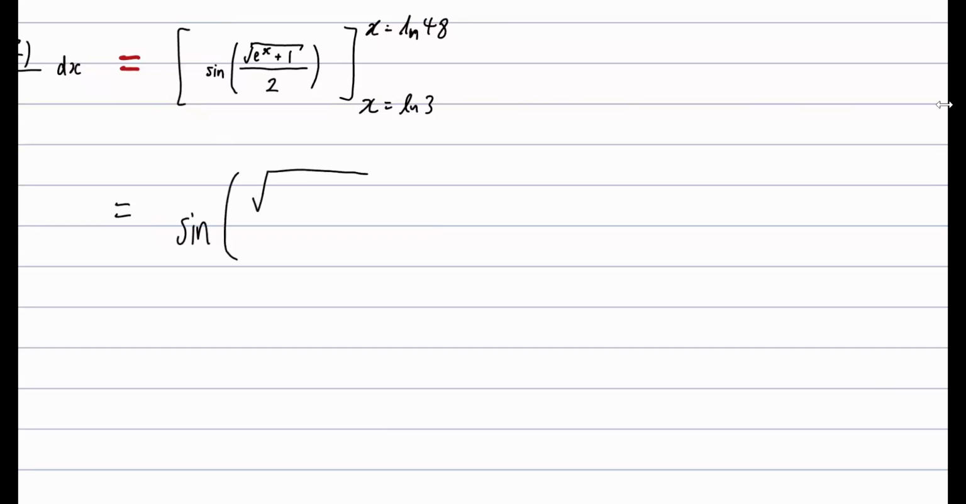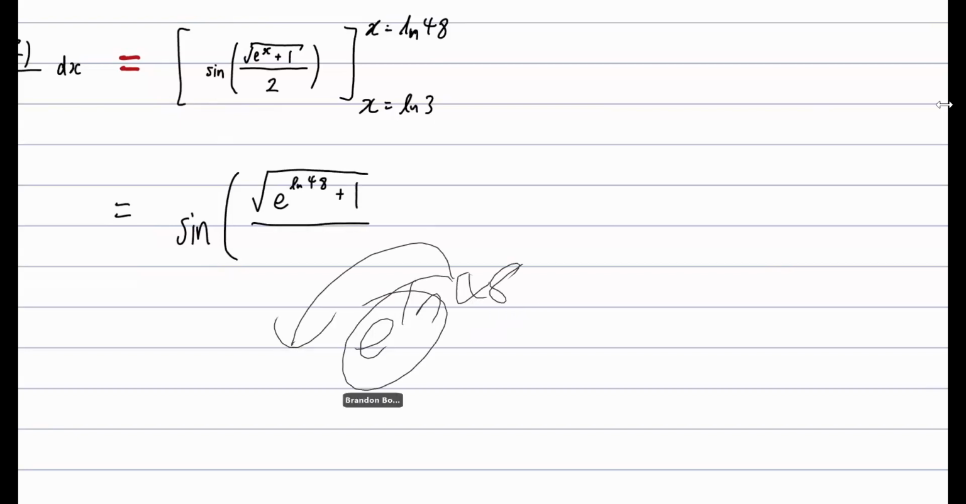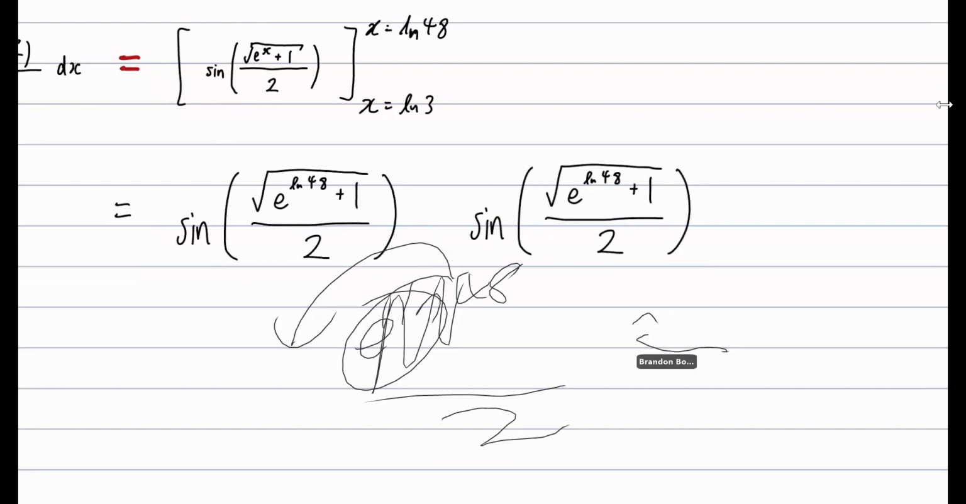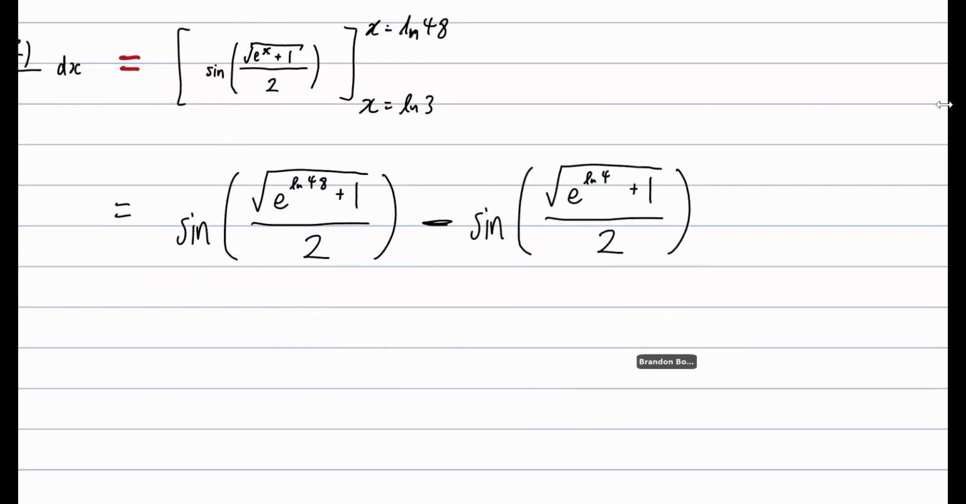Square root of e to the power of log 48. Because you bring down the 48. Over 2, and then the other guy, copy and paste. I just replace the 48 with a 3. Then you bring down the 3.